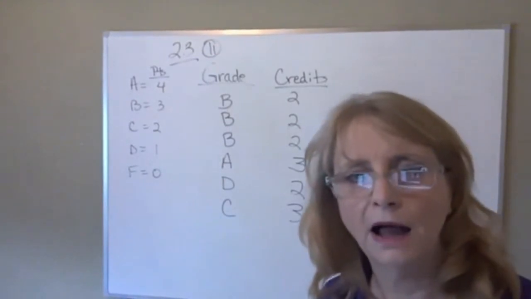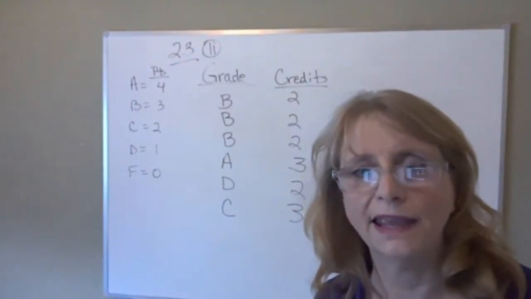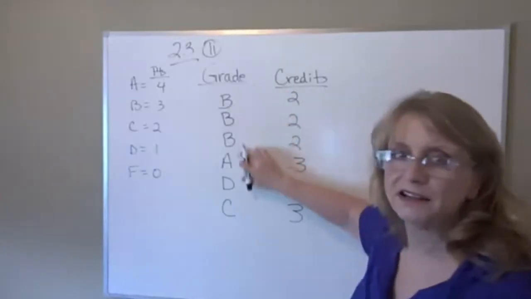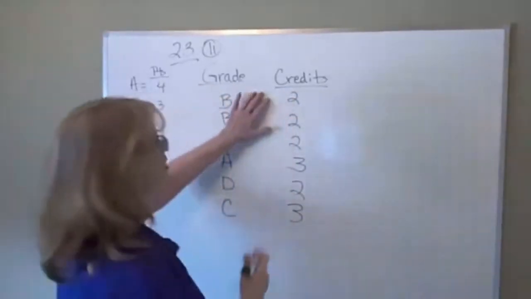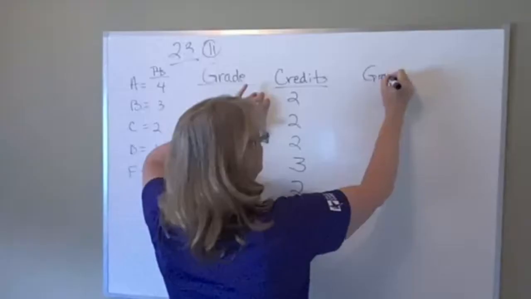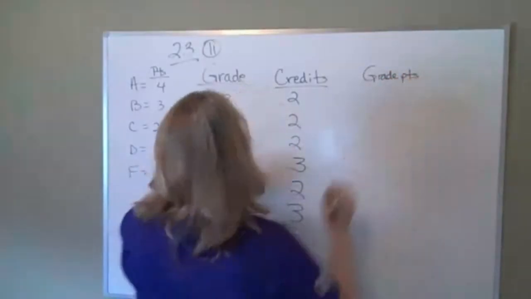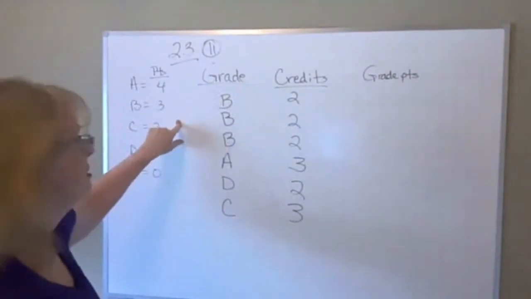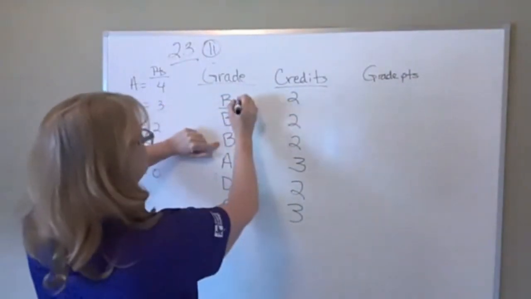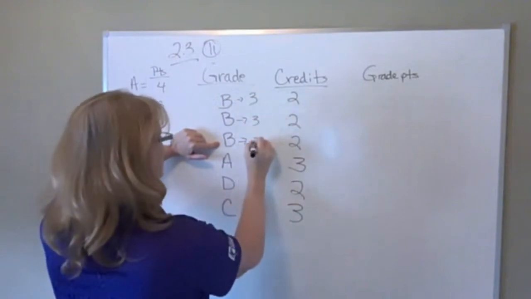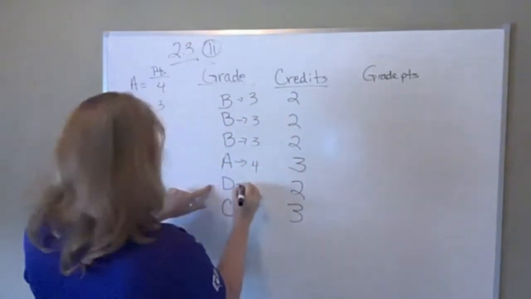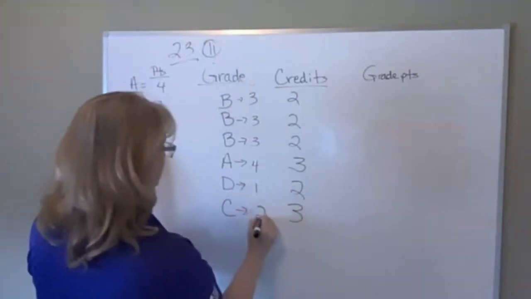So I forgot who was asking that question. Kayla, right? So Kayla, do you see how this was the tricky part, is I had to know that there are 3 Bs there, okay? Yeah, I think that's tricky. So now what you're going to do is you're going to figure out how many grade points they earned. So remember, Bs are worth 3. So all of these Bs are going to be worth 3 grade points. Remember, the A is worth 4, the D is worth 1, and the C is worth 2.